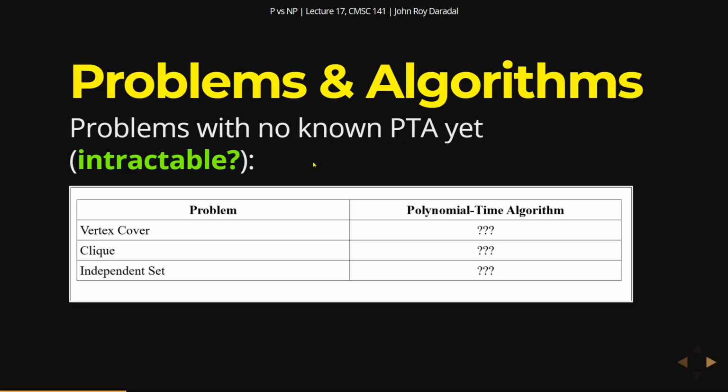Okay, so what are some of these problems? You have the vertex cover, clique, and independent set, which are the problems of the three friends. Okay, so we're not yet sure if there is a polynomial time algorithm for them that will work for all possible instances or all possible inputs. Because again, when we're talking about tractability and intractability, the polynomial time algorithm has to work in polynomial time for all possible inputs. There could be algorithms that work in polynomial time but only for special cases, so that's not counted. It has to be a general polynomial time algorithm.